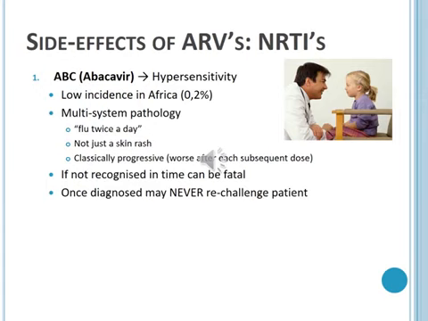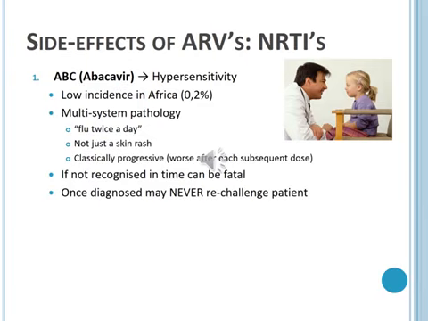The important thing to remember is that this is a multi-system pathology. It's not just a skin rash. If the child is taking the abacavir twice daily, as they usually do when they are younger, you can almost say it's like having flu twice a day. Every time the mom gives the child the medication, they develop some symptoms. The symptoms subside until that evening when he gets the drug again and once again experiences some symptoms. And classically, it's progressive, so worse after each subsequent dose.